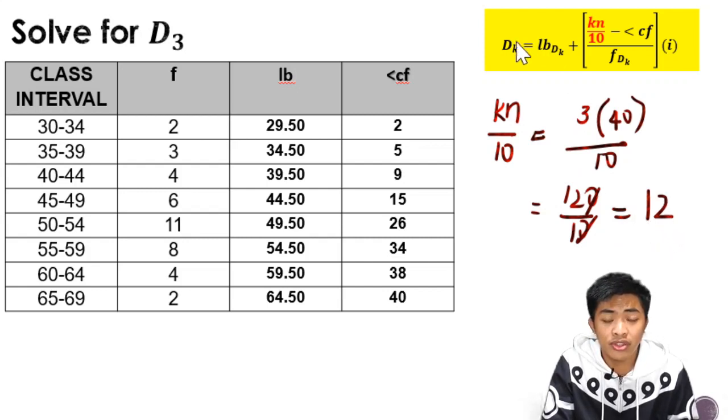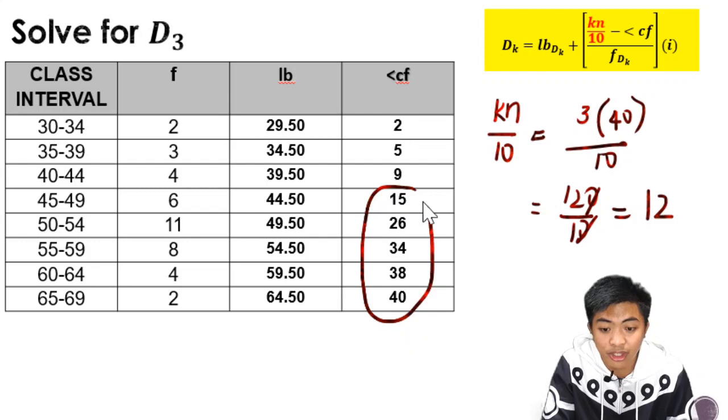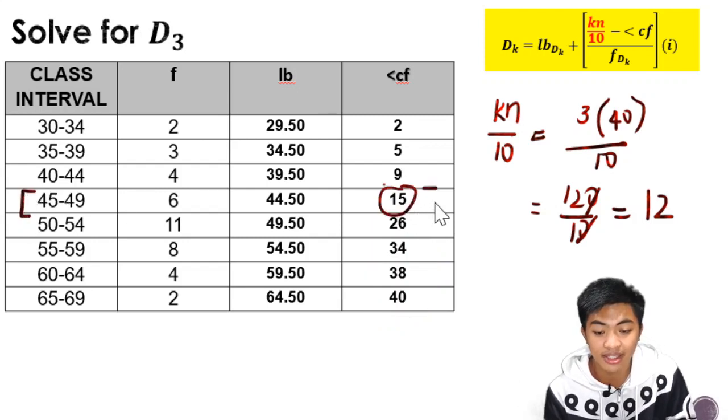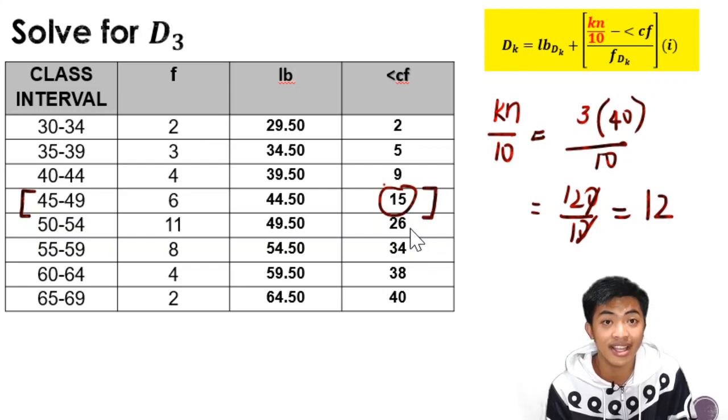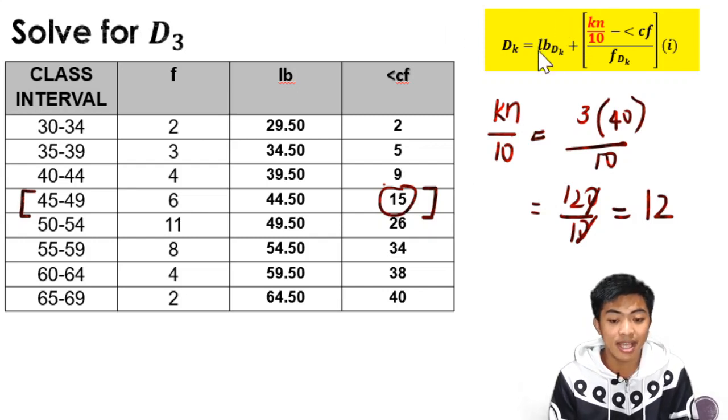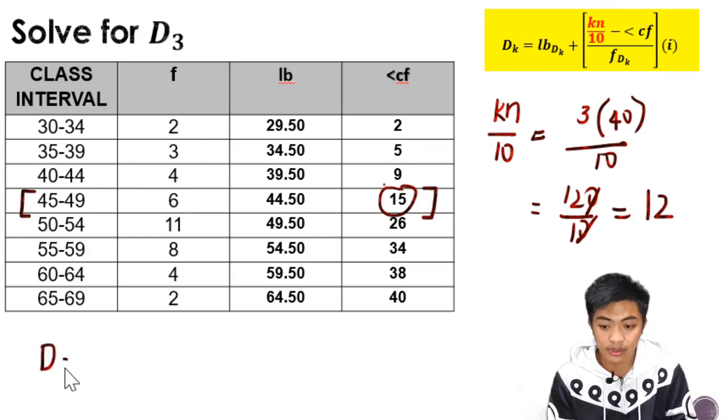Now, we are going to look into this column. Tingnan natin yung cumulative frequency greater than 12. Okay, so ito yung mga cumulative frequency greater than 12. Pero tingnan natin yung lowest cumulative frequency greater than 12, and that is actually 15. So ito na guys ang ating third decile class. So after determining the third decile class, pwede na tayong mag-substitute sa formula.